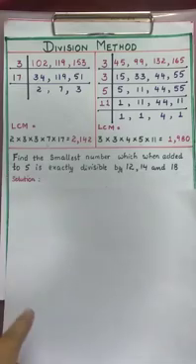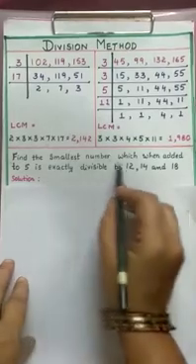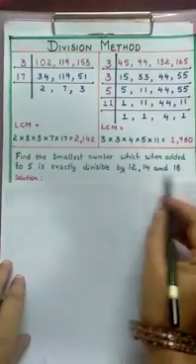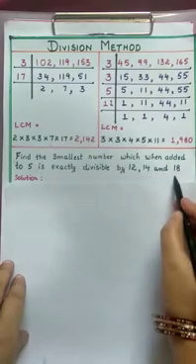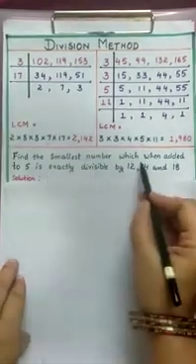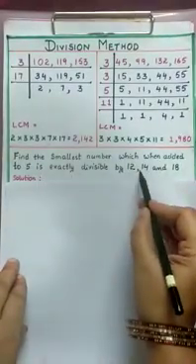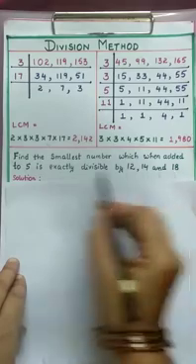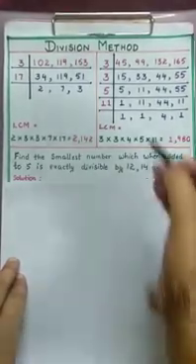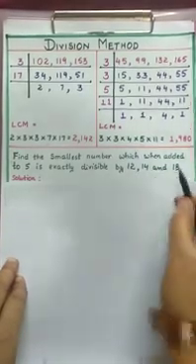Now let us solve word problems based on this. Find the smallest number which when added to 5 is exactly divisible by 12, 14 and 18. So tell me which number is exactly divisible by each of these numbers. Just now we discussed that: the LCM of the three numbers.